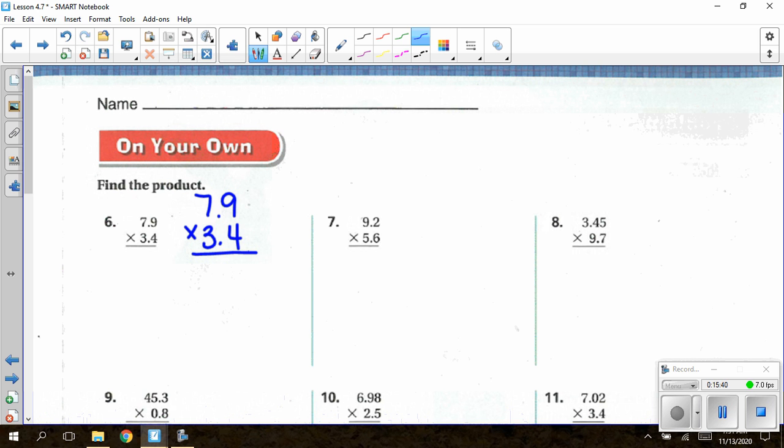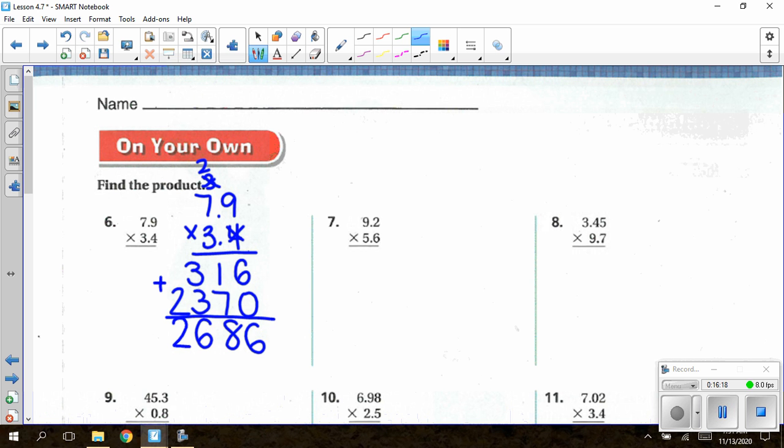Multiplying like I have two whole numbers, 4 times 9 is 36. Regroup the 3. 4 times 7 is 28. 28 plus 3 is 31. Cross off everything I'm finished with and drop a 0. 3 times 9 is 27. Regroup my 2. 3 times 7 is 21. 21 plus 2 is 23. Add that together. 6 plus 0 is 6. 1 plus 7 is 8. 3 plus 3 is 6. And then bring down the 2.